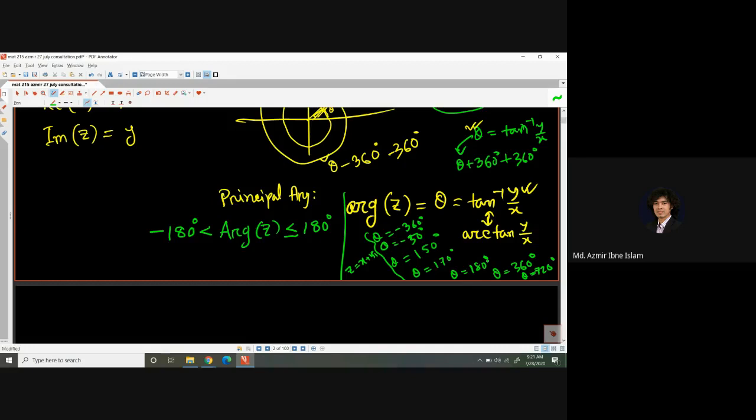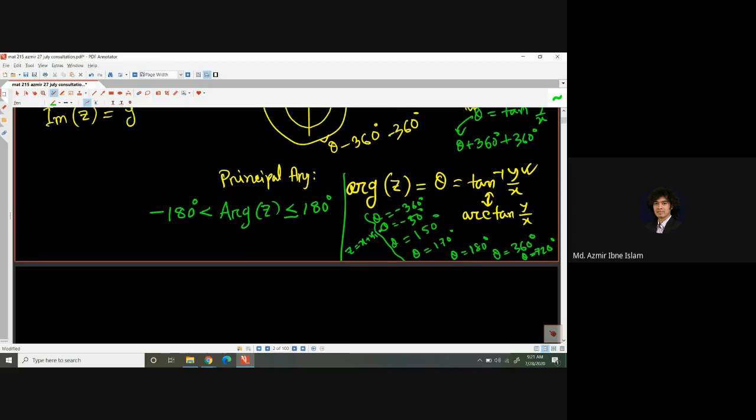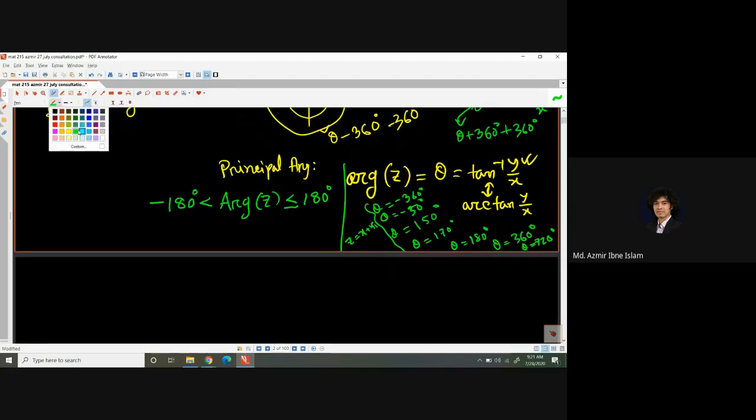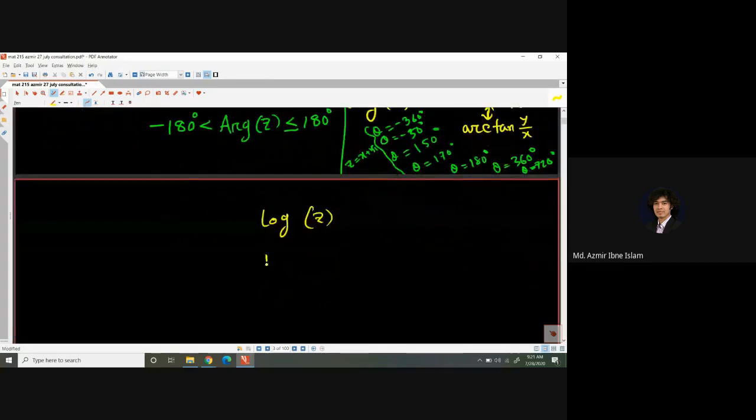Okay, this thing is also important whenever you will start your week 3 contents, that is logarithmic function, exponential function. In that part you will see there is a concept that we know, that this is logarithm of z. There is a difference between this log and this one.